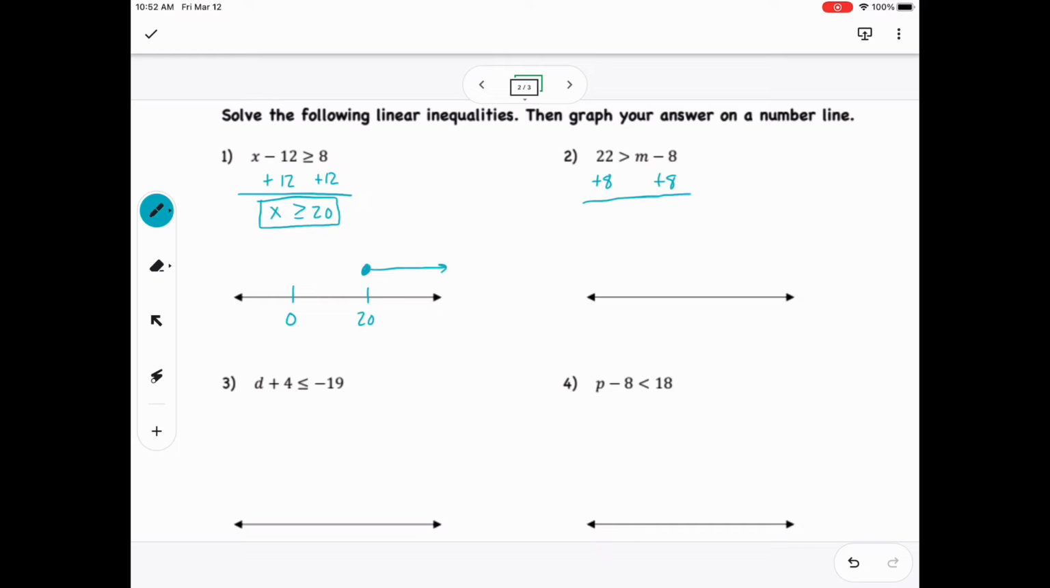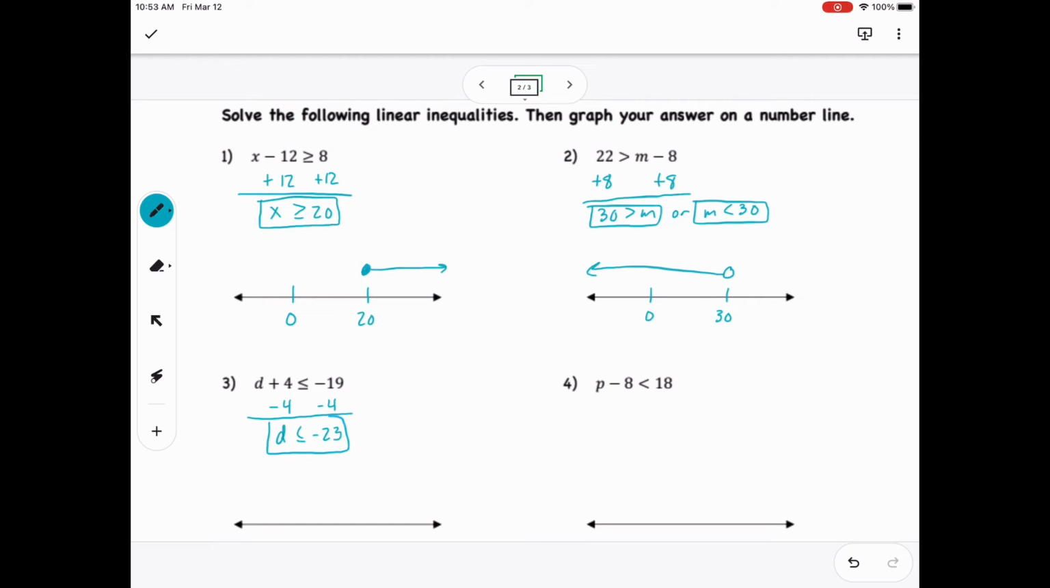For number 2, I want to add 8 to both sides. So that gets me 30 is greater than m, or I can write it as m is less than 30. And on the number line, I can express this by an open circle because I'm not including it, and everything to the left. Now notice I also write a value of 0 for each of these. This is like a reference point to give me a guide of which side of 0 it is. You don't have to put a lot of points, just 0 and the number that you're using.